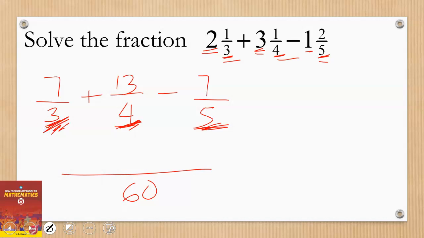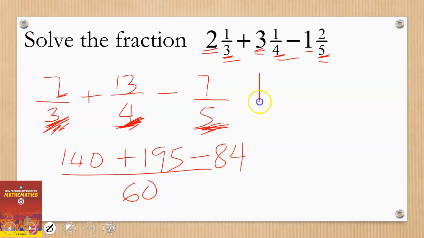Now 3 can divide 60 as 20, and 20 times 7 will give us 140. Plus 4 can divide 60 as, oh sorry, that will be 15. 15 times 13 gives 195, all right? Then minus 5 can also divide 60 as 12. 12 times 7 will be 84.